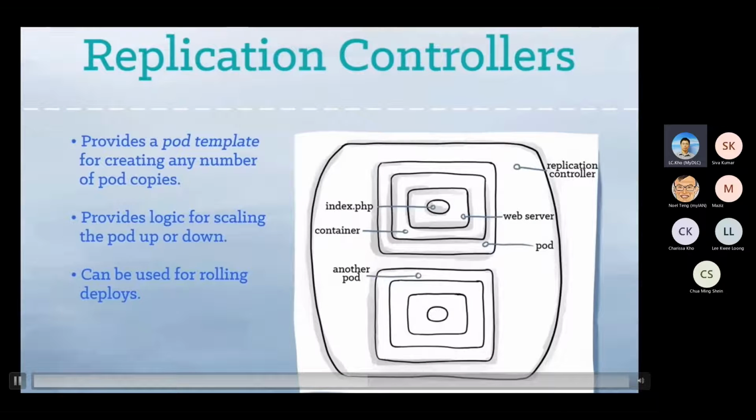Replication controllers provide a method for managing an arbitrary number of pods. A replication controller contains a pod template which can be replicated any number of times. Through the replication controller, Kubernetes will manage your pod's lifecycle, including scaling up and down, rolling deployments, and monitoring.